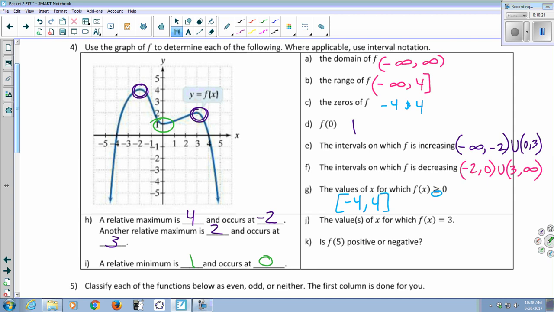The values of x for which f of x equals 3. So I'm looking for x values. They've given me a y value of 3. So find a y value of 3 on the y-axis and see what points on the graph have a y value of 3. And it looks like, draw that a little better, here and here, -3 and -1.